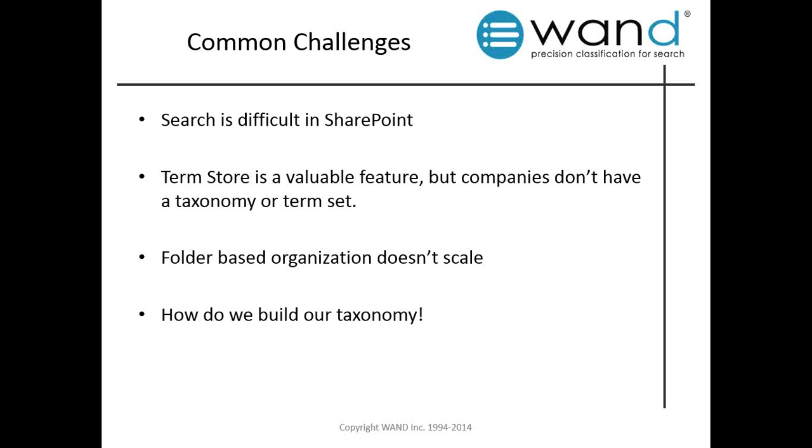So people want to move away from folders and really more towards a tagging type approach, which is what taxonomy enables, and we'll talk a little bit more about the value of that later. And last, once again, how do we build our taxonomy? We know we need a taxonomy, and we kind of begin to see that there's value to that, but how do we get started?